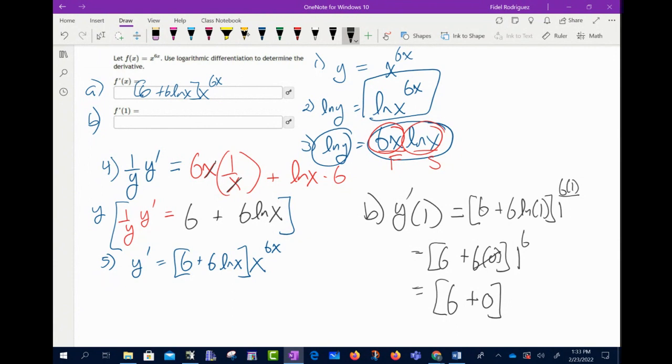What's 1 to the power 6? 1. Isn't that just going to give me 6? No. y is not 1. We are finding the derivative at 1, right? See what it has here? What is that 1 indicating? I'm putting 1 in for x of the function, and I'm finding the y prime at 1. I'm finding the y value of the derivative at 1, right? So I'm plugging in x equals 1 to find y prime at 1.